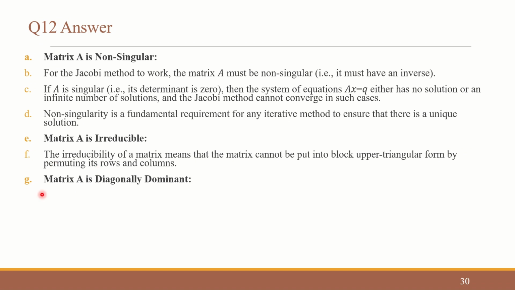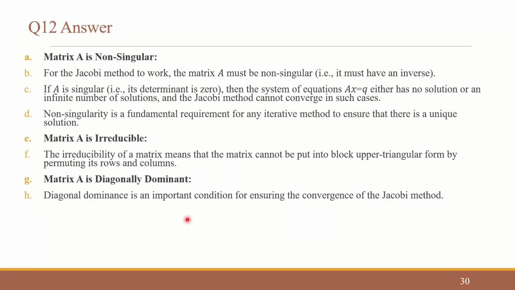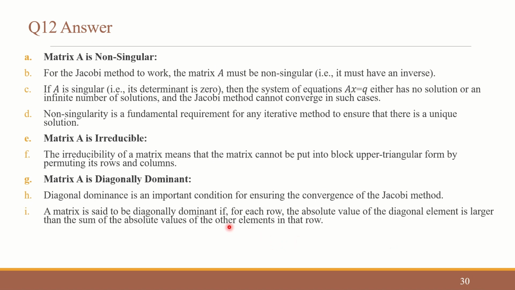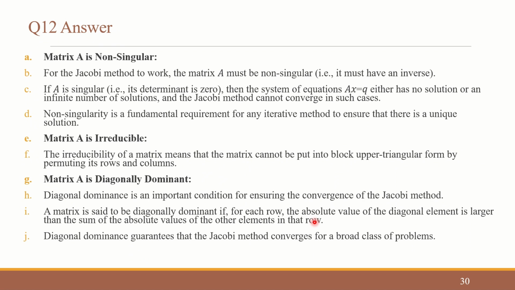And finally, it is diagonally dominant. Diagonal dominance is an important condition for ensuring the convergence of the Jacobi method. A matrix is said to be diagonally dominant if for each row, the absolute value of the diagonal element is larger than the sum of the absolute values of the other elements in that row. So this we have seen last time itself.